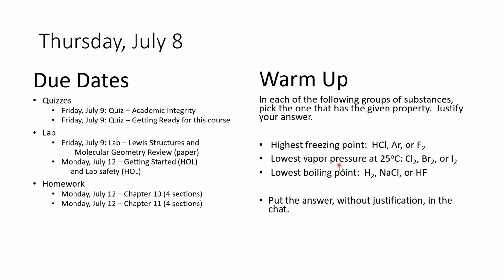So lowest vapor pressure, well, chlorine, bromine, and iodine are all nonpolar diatomic molecules, so they all have London dispersion forces. But the strength of the London dispersion forces is directly related to the number of electrons that you would find in that atom or molecule. The more electrons there are, the more polarizable the molecule would be, and the stronger the London dispersion force would be. So we're basically moving down the periodic table through the halogens when we go from chlorine to bromine to iodine. Iodine has more electrons. It's more polarizable, so its London forces are stronger. So it's less likely that those molecules are going to be going from a liquid to a gas.